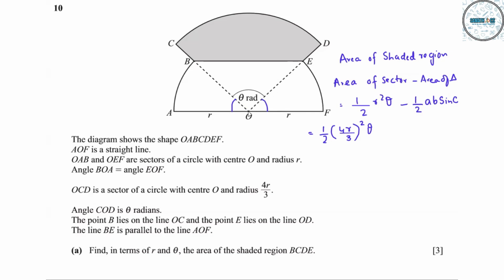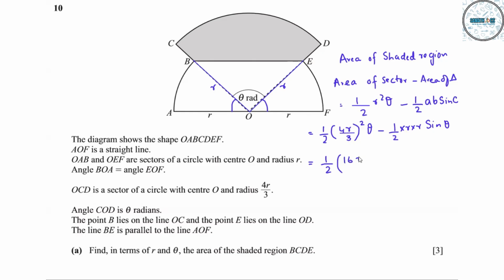Radius is this one for the sector minus 1 upon 2 ab sine C. If we see this triangle, this is the radius of this sector. So we can consider this as r and this as well as r. So we can write here 1 upon 2 into r and r sine theta. This angle is theta.